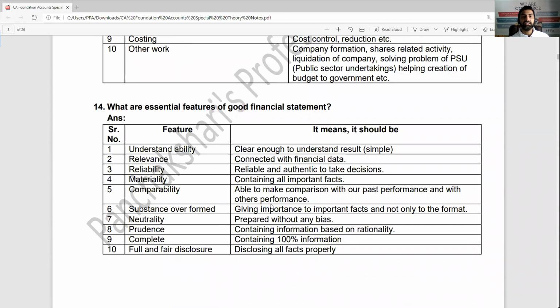Next question, what are the essential features of a good financial statement? When you prepare a financial statement like trading account, P&L account, balance sheet, what is the essential feature? Does it mean that the handwriting must be good, or if it is computerized, then the font size must be big? It is something more than that. What is that? First, understandability. It should be simple to understand.